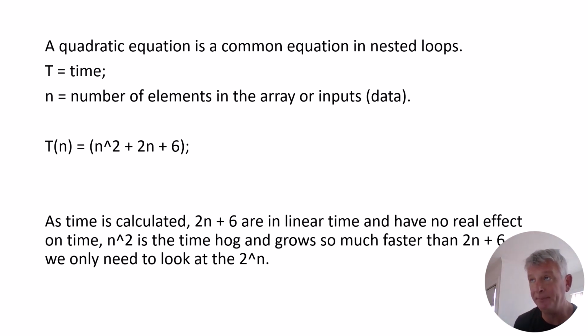So time versus n, the number of elements in the array. So time equals n squared plus 2n plus 6. 2n plus 6 are linear terms and have no real effect on time, right? These don't have any effect on time. n squared is the time hog, and it grows faster than 2 times n plus 6. So we only want to look at n squared, right?